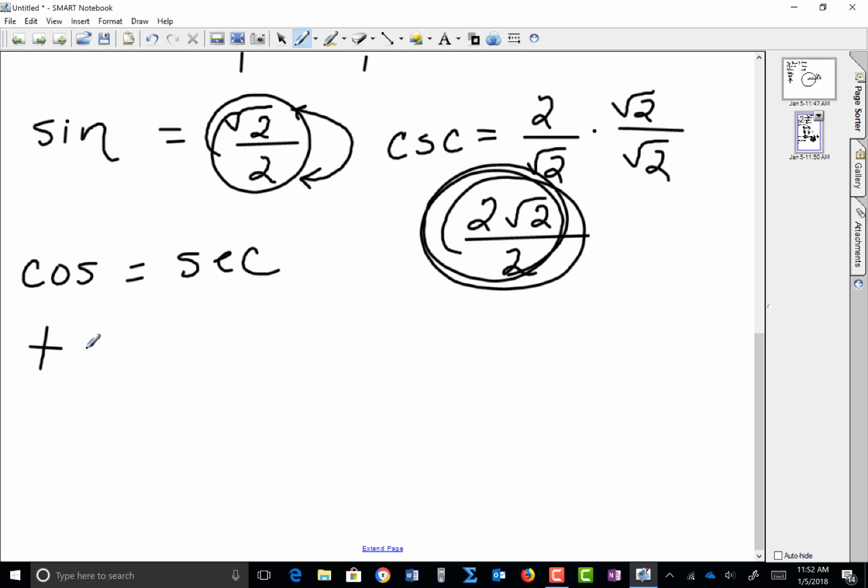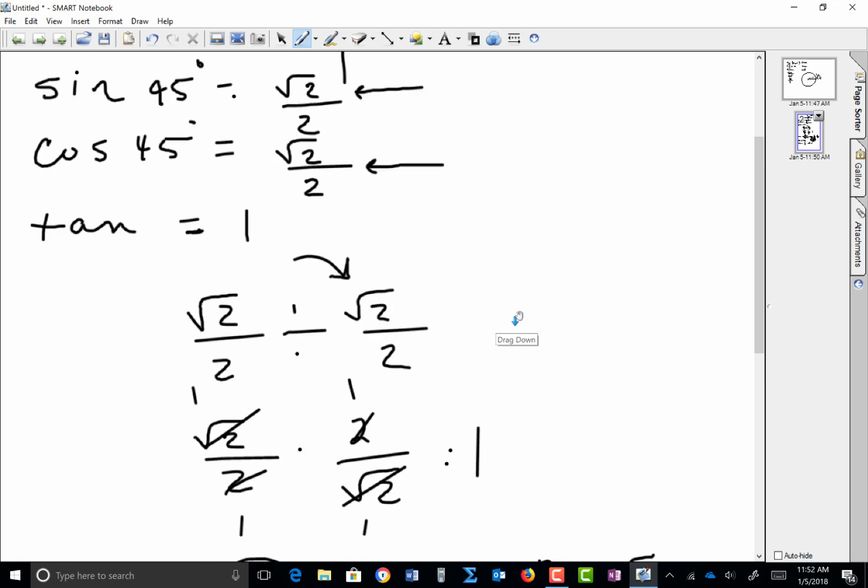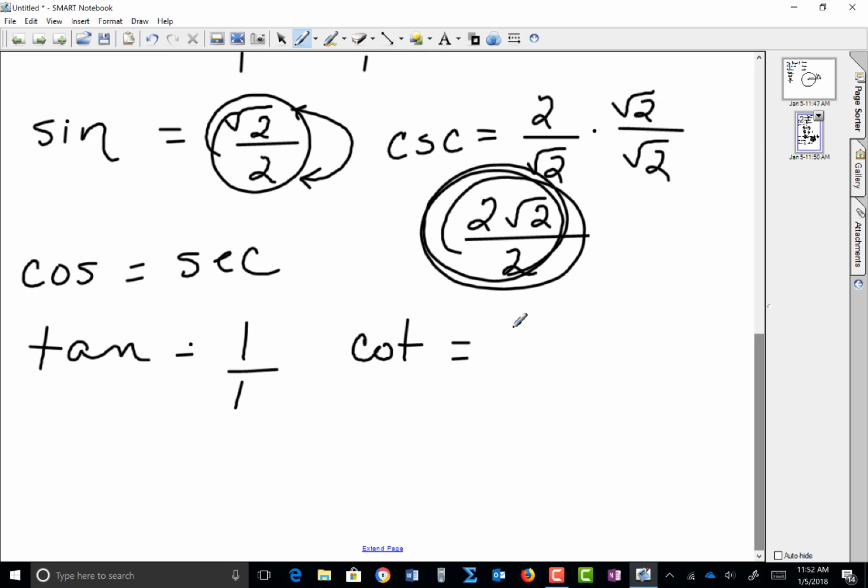So we end up with this same thing for our secant, which is the reciprocal of the cosine. Let's do tangent. For tangent, we got a 1. The reciprocal is cotangent. If I flip 1 over 1, I still get 1. So that's the 3 reciprocal values of the trig functions here.